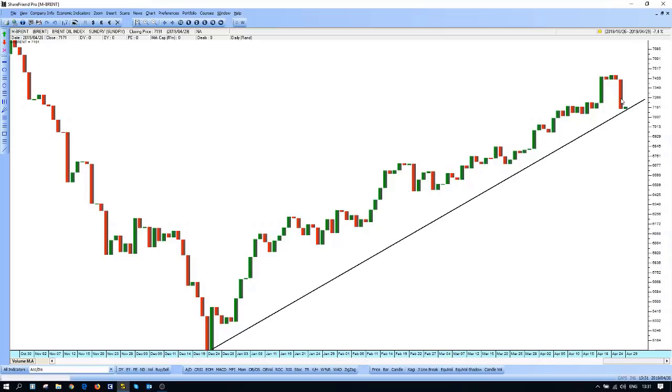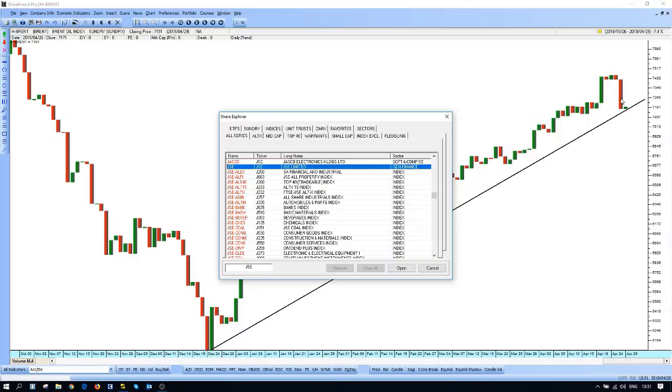So the JSE overall index has gone up, but not by that much. And part of the JSE overall index is the JSE SAPI, the property index. So let's just take a look at that.